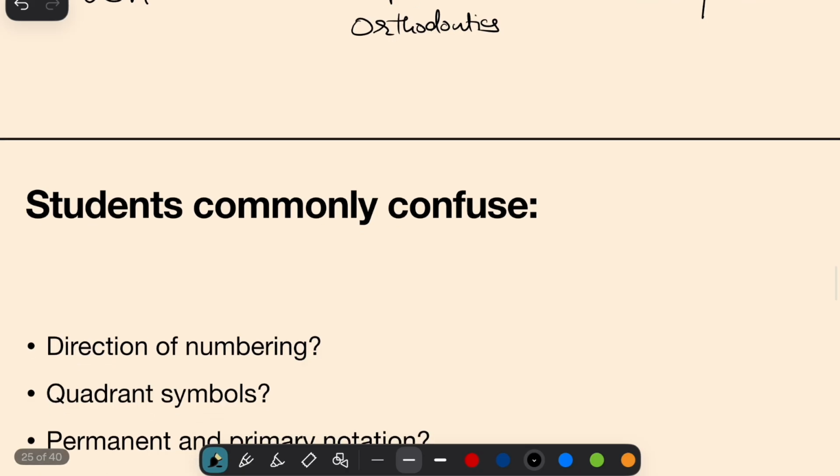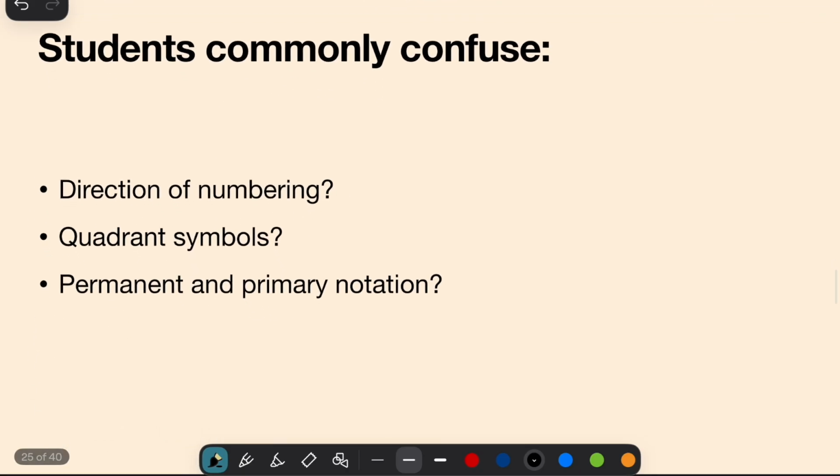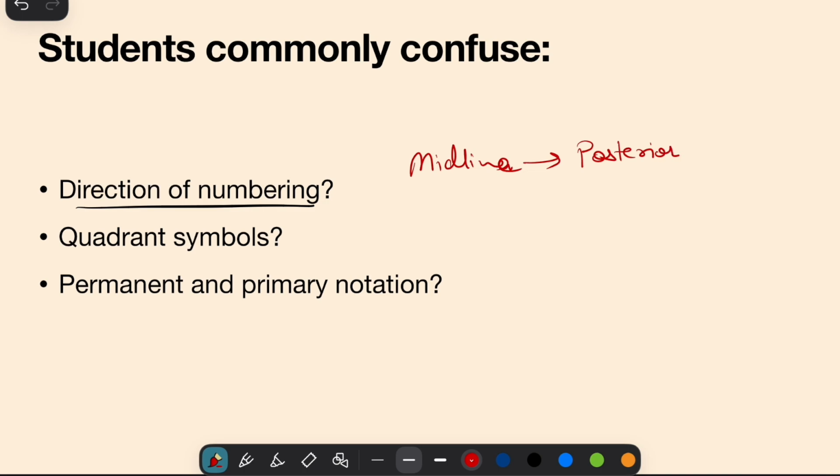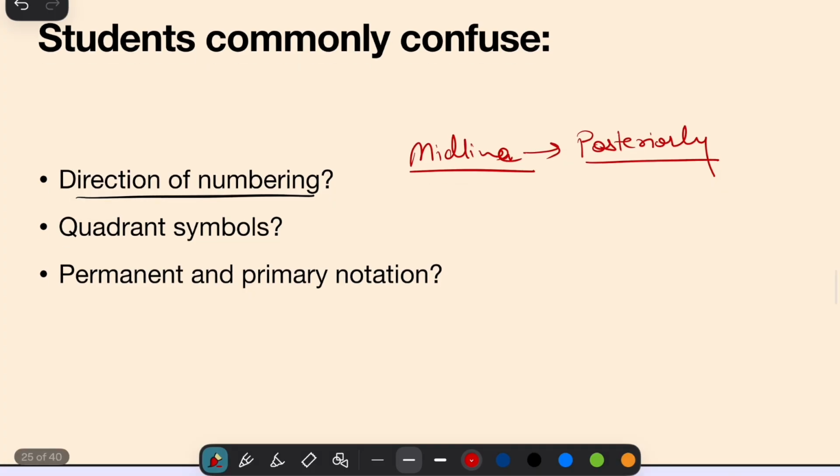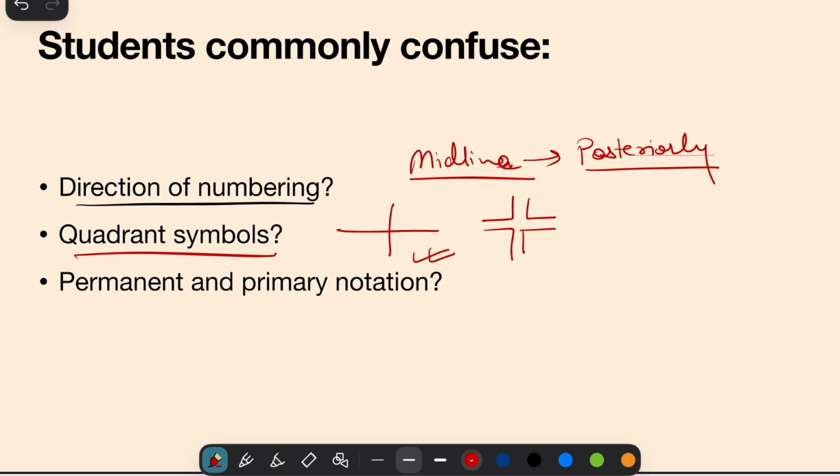Okay, now common confusions that I've heard about from the students is direction of numbering. So always remember, the direction is from the midline posteriorly. So we are going to start from the midline and we are going to move posteriorly in each quadrant. Then quadrant symbols. So you can either use this or this symbol, okay? And then permanent and primary notation. So the permanent teeth are denoted 1 to 8 and the primary teeth are denoted with letters A to E, okay?